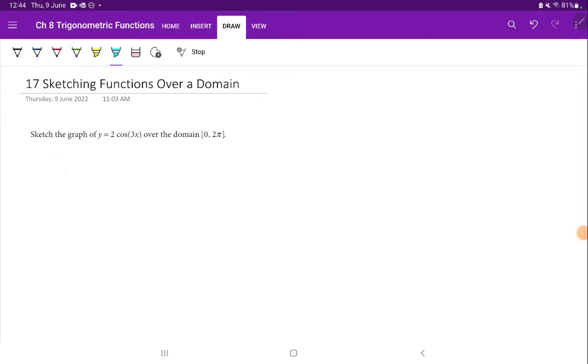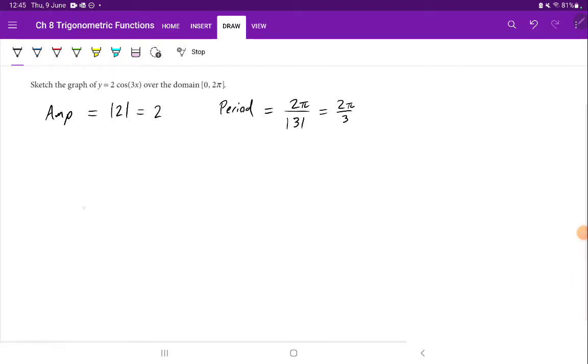So amplitude is going to be equal to the absolute value of 2, which is just 2, and the period is going to be 2 pi on the absolute value of 3, which is just 2 pi on 3. So we've got all the important points, and because it's a cosine graph, it is going to start at a maximum.